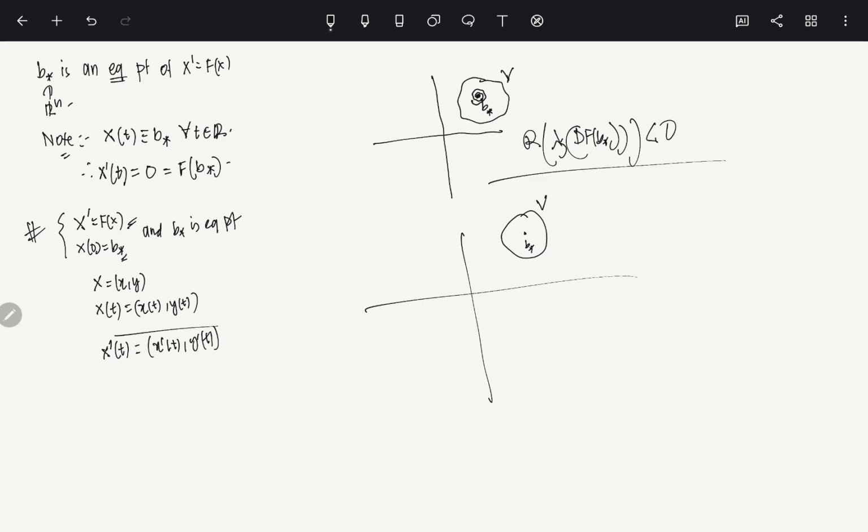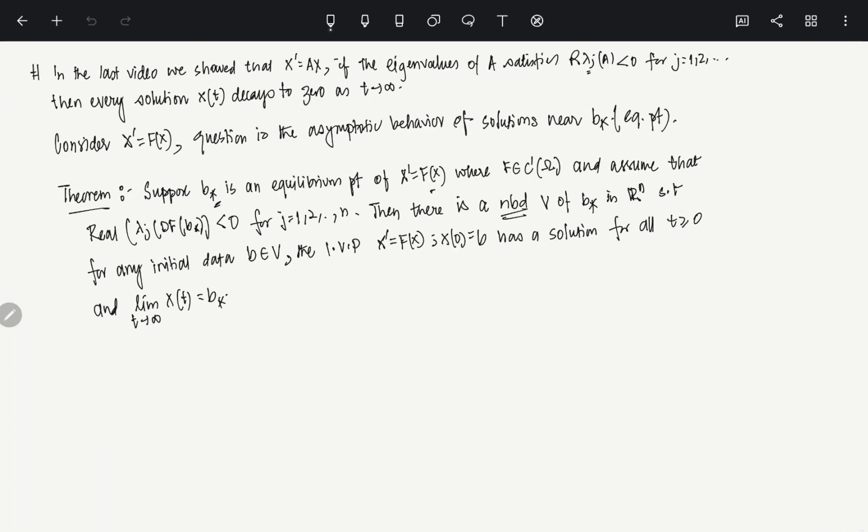Here what it is saying is that the same sort of thing happens. If you start with a b very close to b star, if you start with a b in a neighborhood of b star, V is a neighborhood of b star, and you take any b from V, then the solution starts from here, and for all t there is a solution, and as t tends to infinity, it actually goes towards b star. That's what it is saying.